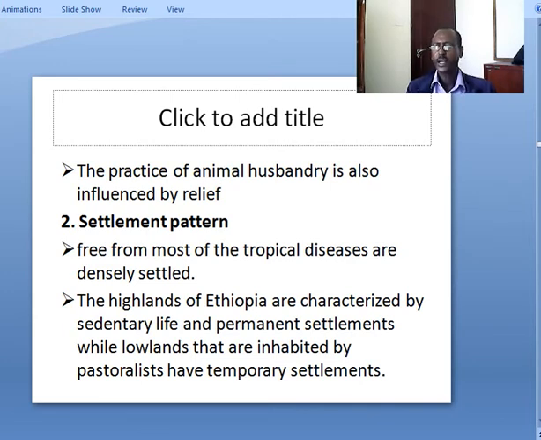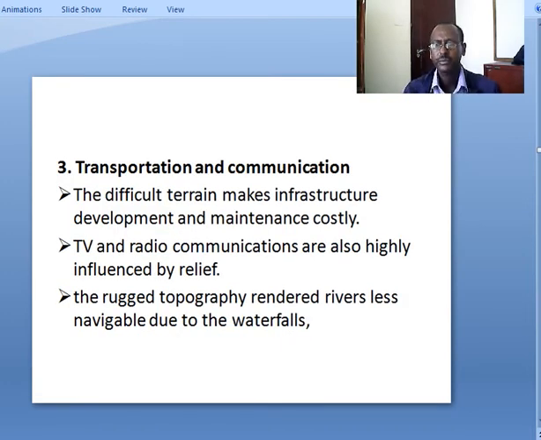The highlands of Ethiopia are characterized by sedentary life. Sedentary life means people will settle in one area and exercise agricultural and other activities, and have permanent settlements, while lowlands that are inhabited by pastoralists have temporary settlements, like what we can see in the Afar region and the like, where they go from place to place for pasture and water, so they don't have a sedentary life. The third impact of relief is on transportation and communication.